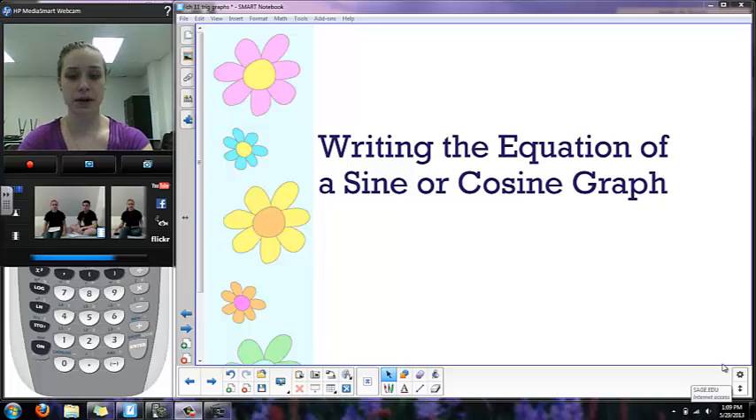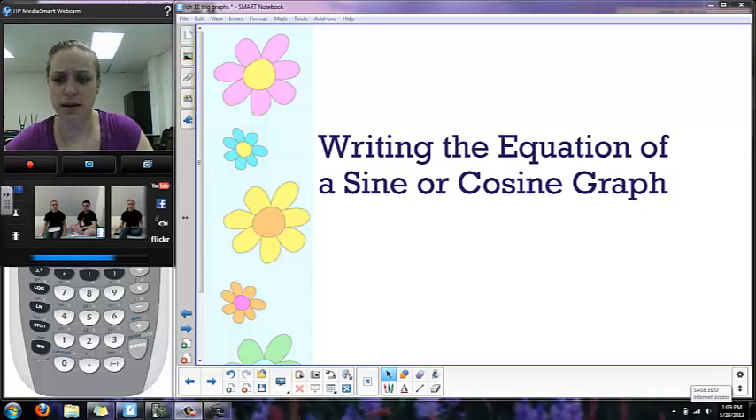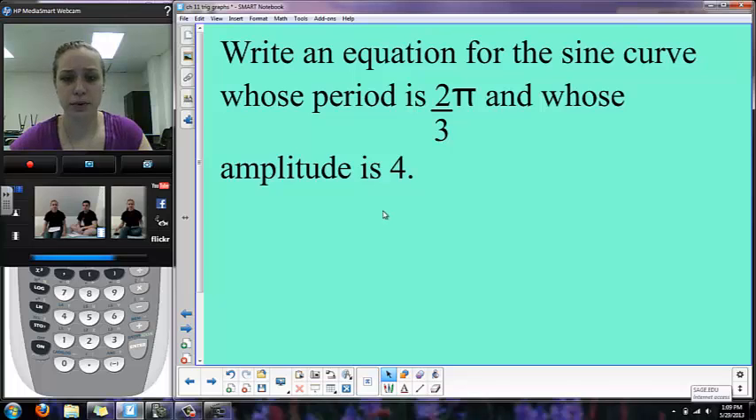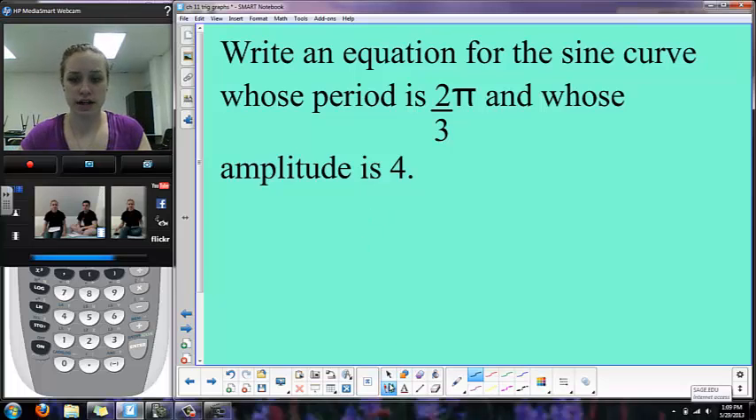Now we're going to just expand what we talked about yesterday, and we're going to start writing the equation of a sine or cosine graph. And it's really easy. They pretty much give you all the pieces of information that you need, and then you just kind of have to put it together. So let's see, we're going to write the equation for the sine curve, whose period is 2 pi over 3, and whose amplitude is 4.